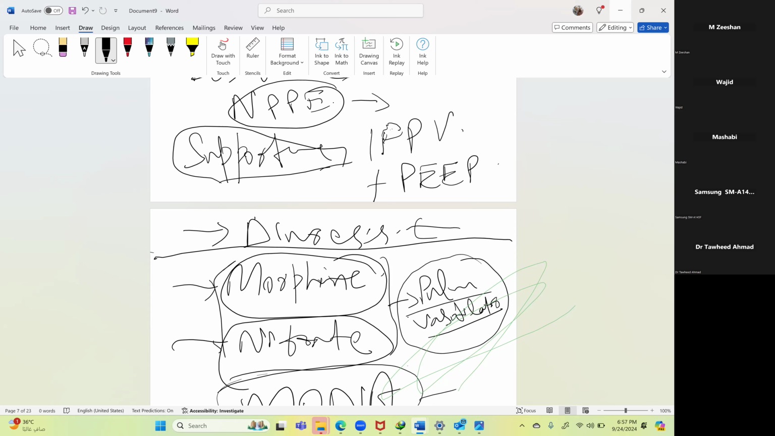Because if you want to remove the fluid which is there, how will you remove it? Only IPPV and PEEP, and the additional thing will be diuresis. Okay, it's not a situation of overload. It's a situation where you want to pull out the fluid which is there in the lungs. Okay.